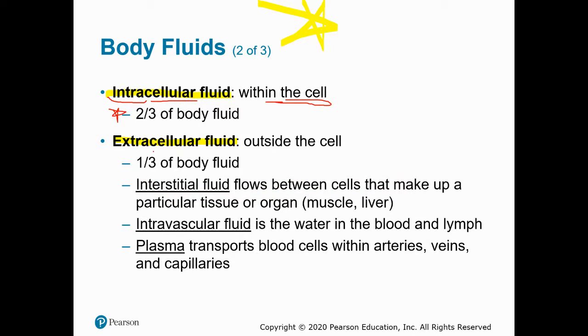And then we can talk about extracellular fluid. Extra means in addition to, or sort of overflowing, right? So extracellular is outside of something. Extracellular is outside the cell. And extracellular fluid accounts for about 1/3 of the total fluid in our bodies. Now, we can further define extracellular fluid in 3 ways.